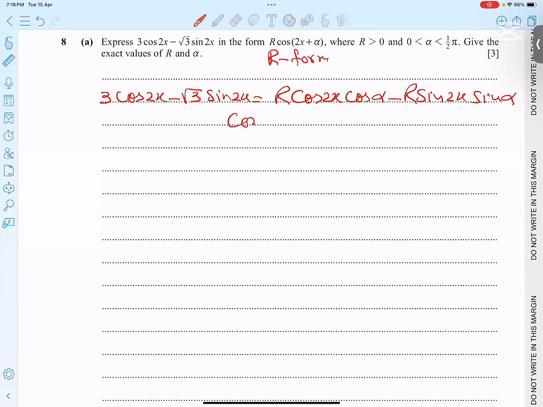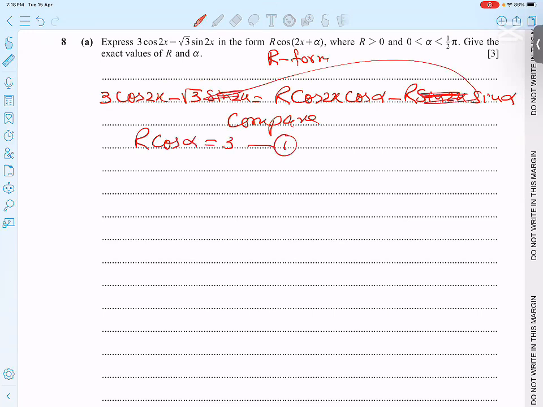Now, if I compare both sides, so this cos 2x and this cos 2x, sorry, both cancel out. So I got r cos alpha equal to 3. So r cos alpha is equal to 3, equation number 1. So this sine 2x cancels out. So negative r sine alpha is equal to negative root 3. So I think the point is clear. And I got r sine alpha equal to root 3. Yes, let me check. Clear.